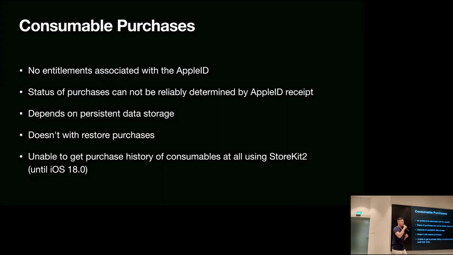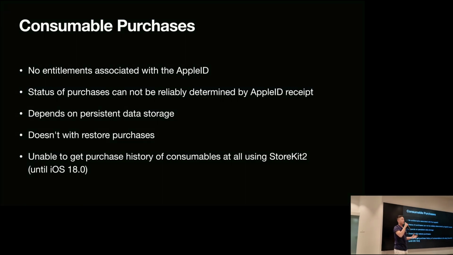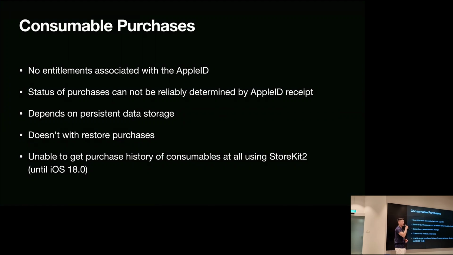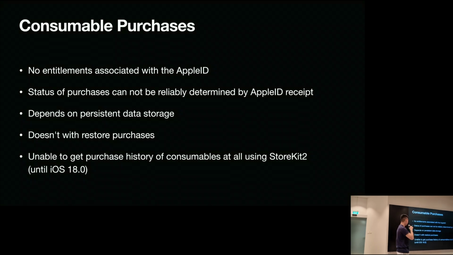There are no entitlements associated with the Apple ID, like the gems, because even if you log into another account, they just won't know any history or cannot grant any new entitlements for consumable purchases. And the status of purchases cannot be reliably determined by the Apple ID receipt. Same thing, it also depends on persistent data storage, like the example I gave earlier. And it doesn't, oh sorry, that's a typo. It doesn't work with restore purchases because there's nothing to restore: we have no entitlements and there's no product to grant the user, even though we have purchase history of consumables.